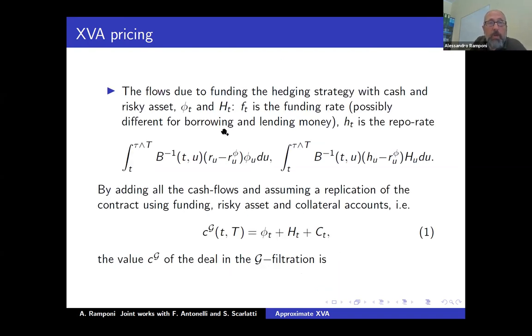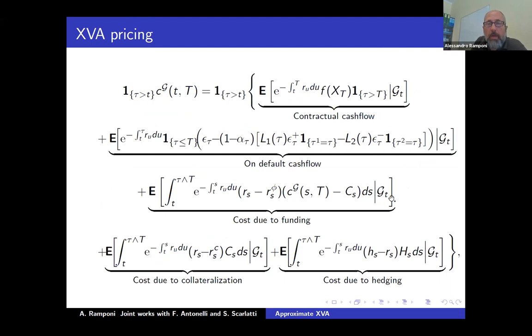Then, in the same way, these are the flows related to the funding strategies and to the hedging strategies. Moreover, we consider as a condition that the value of the claim is replicated completely by the funding strategy, by the hedging strategies, and by the collateral account. So by putting all together, we have the detailed description of the cash flow of the trade, which is simply the sum of all these parts.